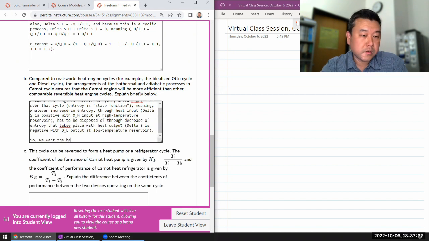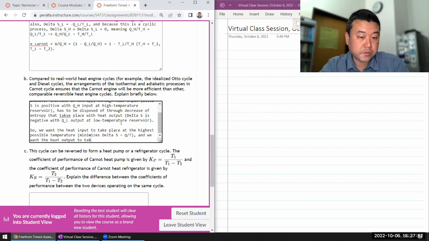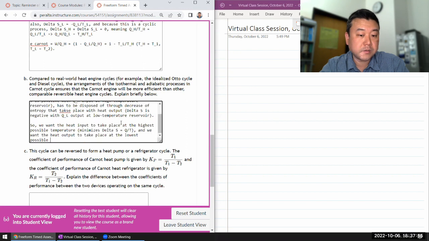So we want the heat input to take place at the highest possible temperature, which minimizes delta S equal to Q over T. If T is high, that means delta S is small. And we want the heat output to take place at the lowest possible temperature, which maximizes the absolute value of delta S, Q over T. So when this thing is negative, we want its magnitude to be as large as we can make it. So that's what we want to make the heat engine as theoretically efficient as possible.